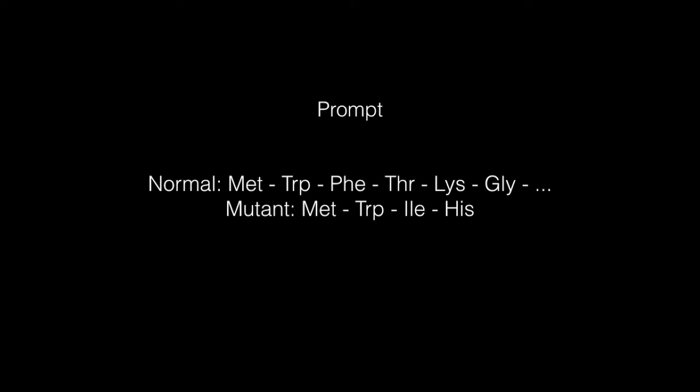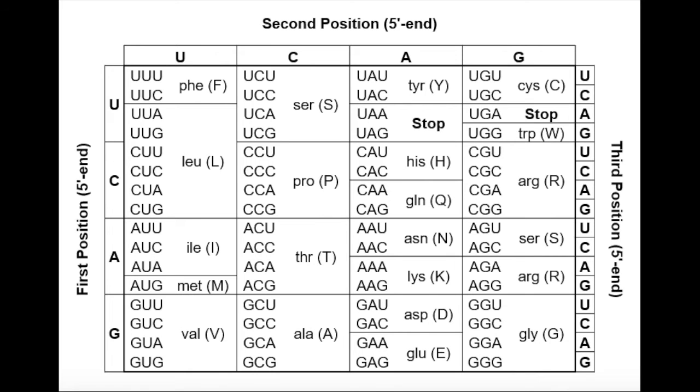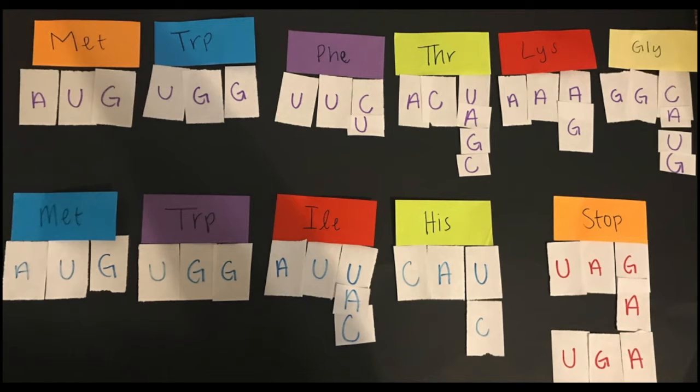Using the coding dictionary developed by Marshall Nirenberg and Philip Leder, we can find all of the possible mRNA sequences that code for each amino acid. From the dictionary, we know that the only possible mRNA sequence for methionine is AUG, and the only possible sequence for tryptophan is UGG. Phenylalanine has two possible codons, UUC and UUU. Threonine has four possible codons.